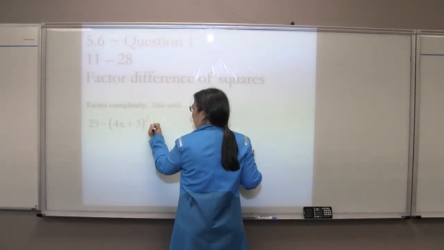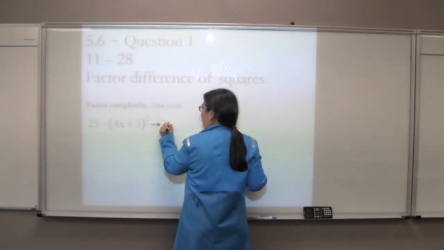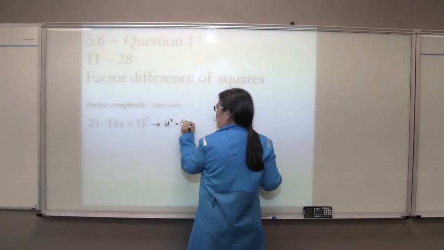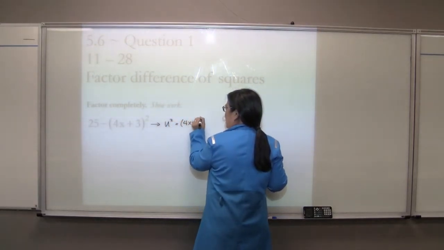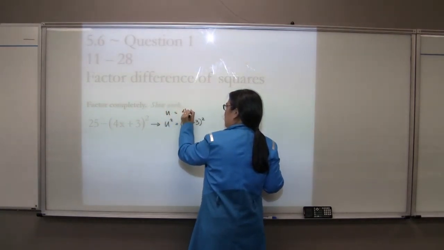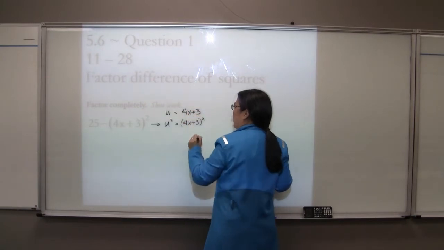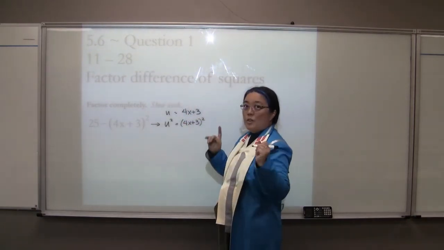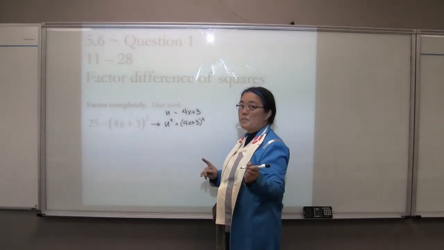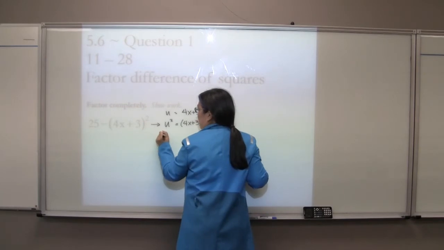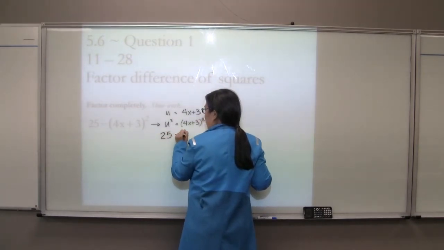Here, I don't have a U. What I really have is a U squared equal to 4x plus 3 squared, which would mean that U would just equal 4x plus 3. But I don't have a 4x plus 3 term. This is going to be a difference of squares. Notice that it doesn't say sum or difference of squares, only difference of squares works. So I'm going to write this as 25 minus U squared.